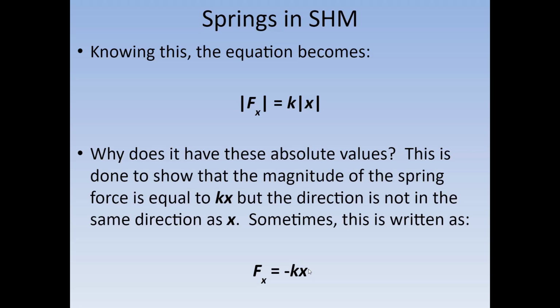If you compress the spring to the left of its equilibrium position, all of a sudden now the force wants to again bring it back to that equilibrium position and push it to the right. So this is actually the way most people write the equation: f of x equals negative kx.